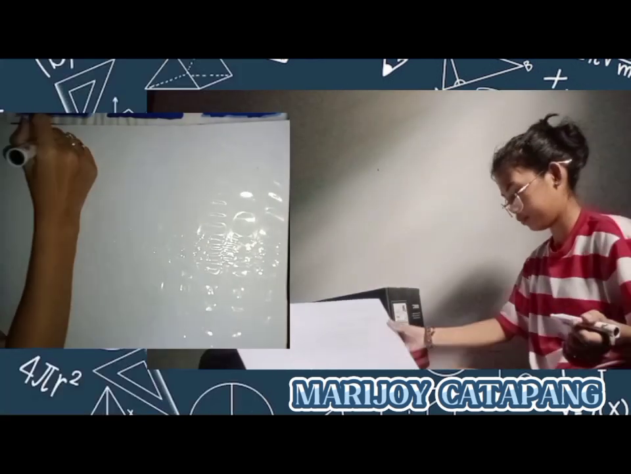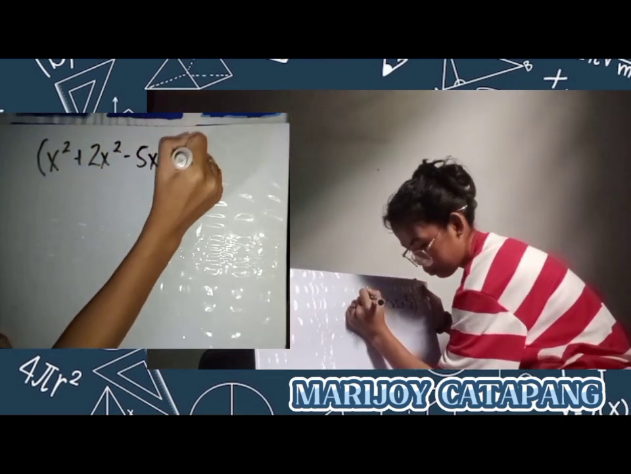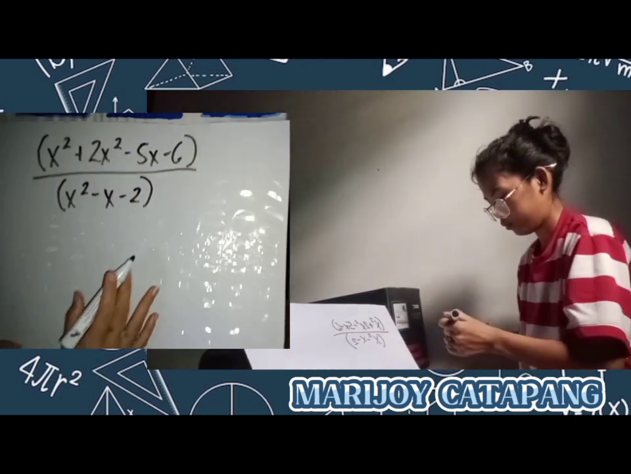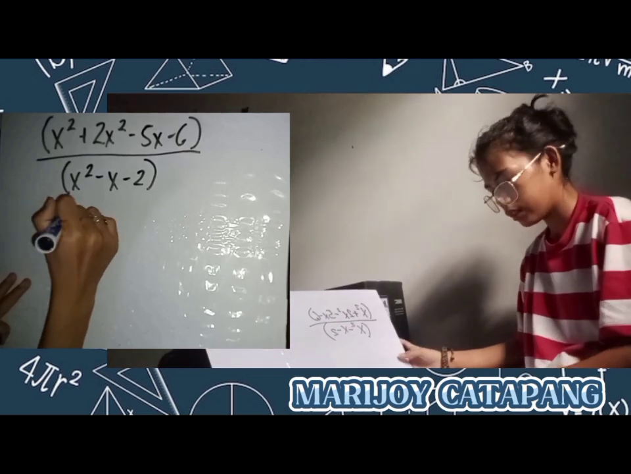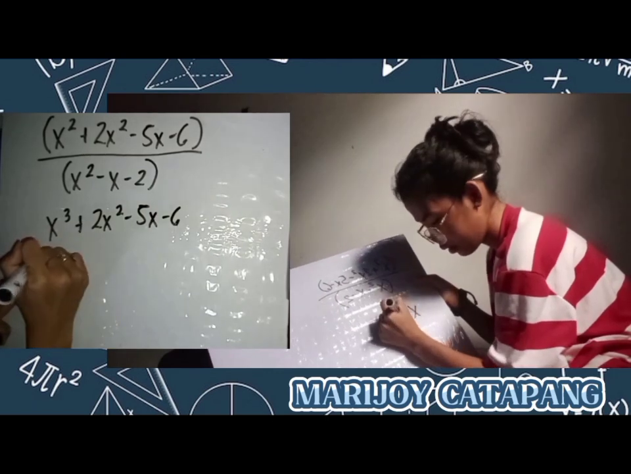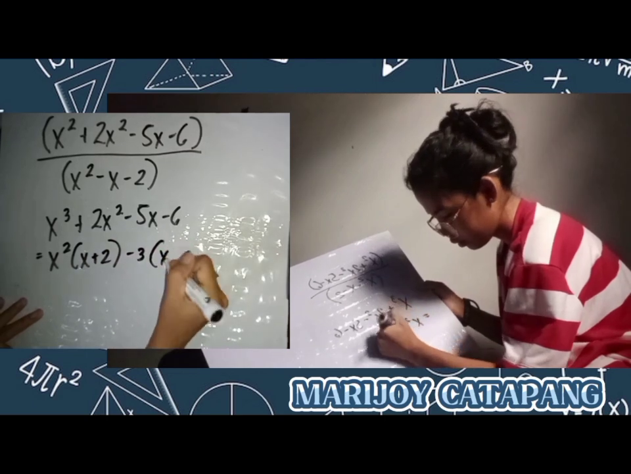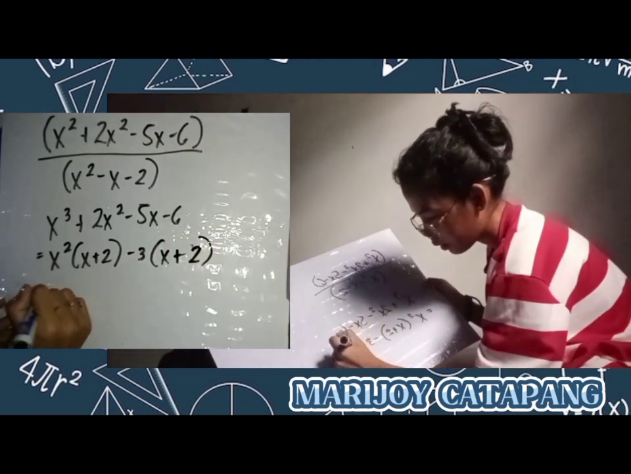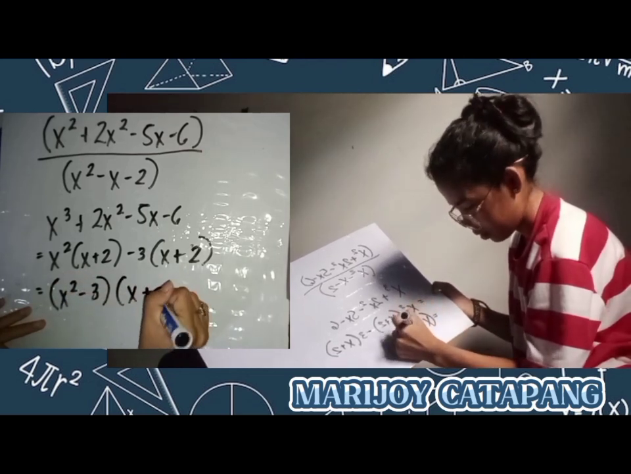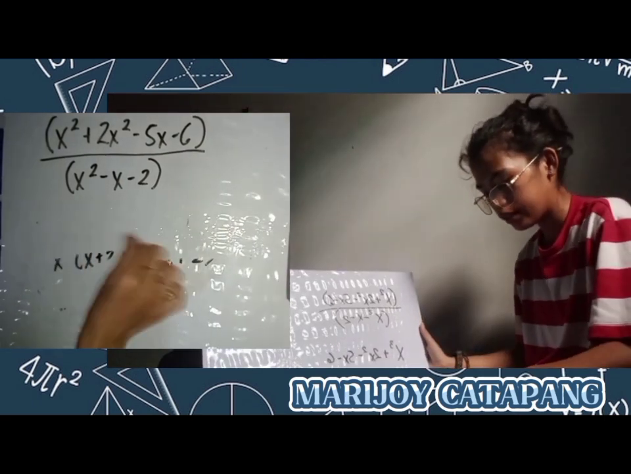This example is x cubed plus 2x squared minus 5x minus 6 over x squared minus x minus 2. Step 1. Factor the numerator. We can use polynomial long division or synthetic division to factor the numerator. However, for this particular example, we can use grouping. x cubed plus 2x squared minus 5x minus 6 is equal to x squared times (x plus 2) minus 3 times (x plus 2), which is equal to (x squared minus 3) times (x plus 2).